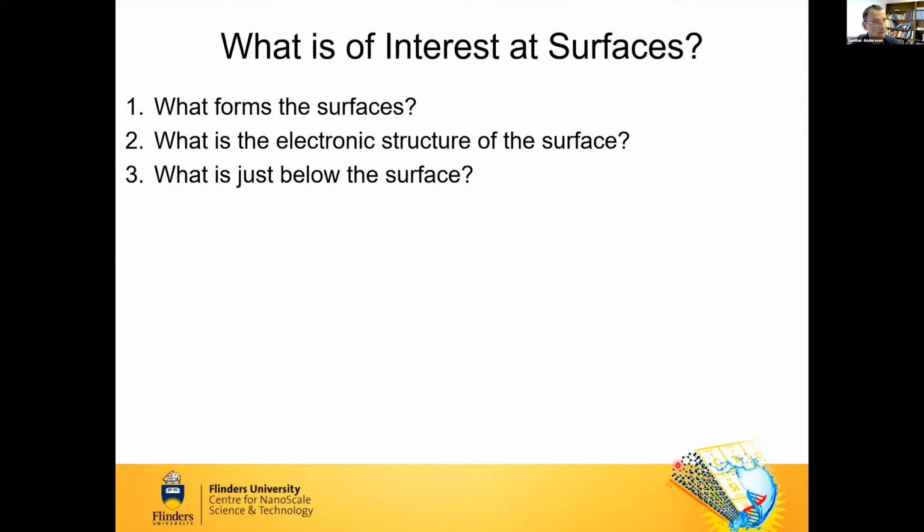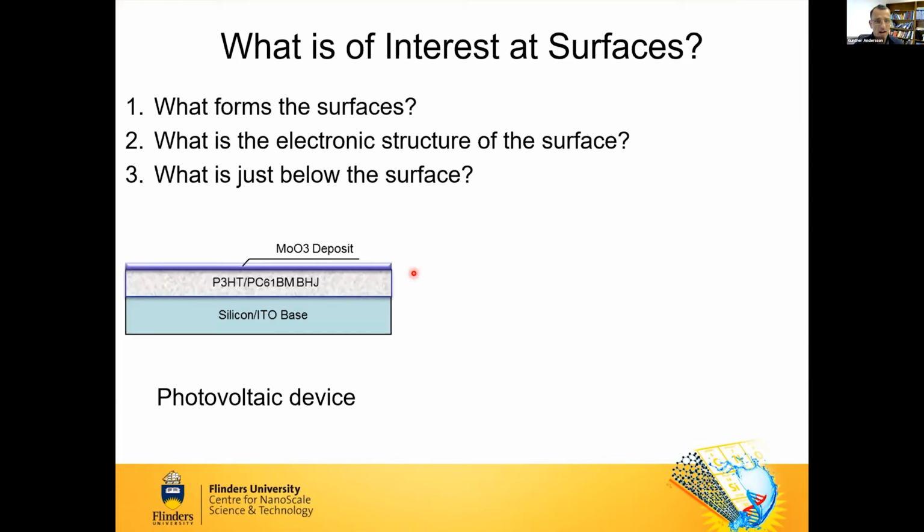What forms the outer layer of a surface? What is the electronic structure of the surface? And what is just below the surface? And here are 3 examples.